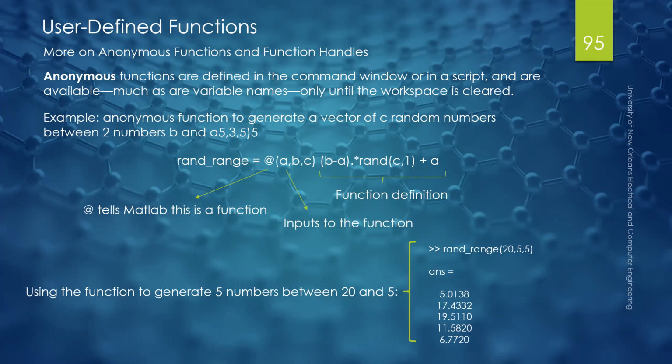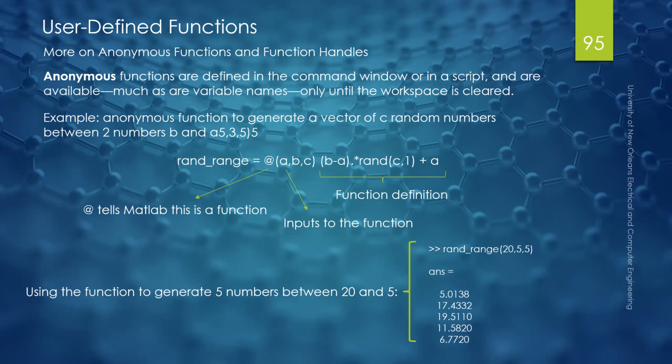then if I type rand_range and I give it the variables 20, 5, and 5, meaning that I want to generate 5 random numbers between 5 and 20, right? That's what this definition is telling us here. We want to generate 5 random numbers between 5 and 20.